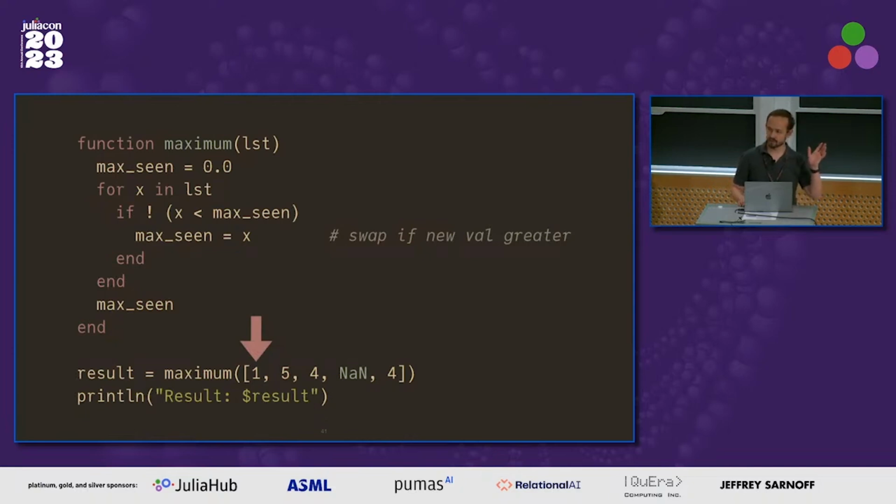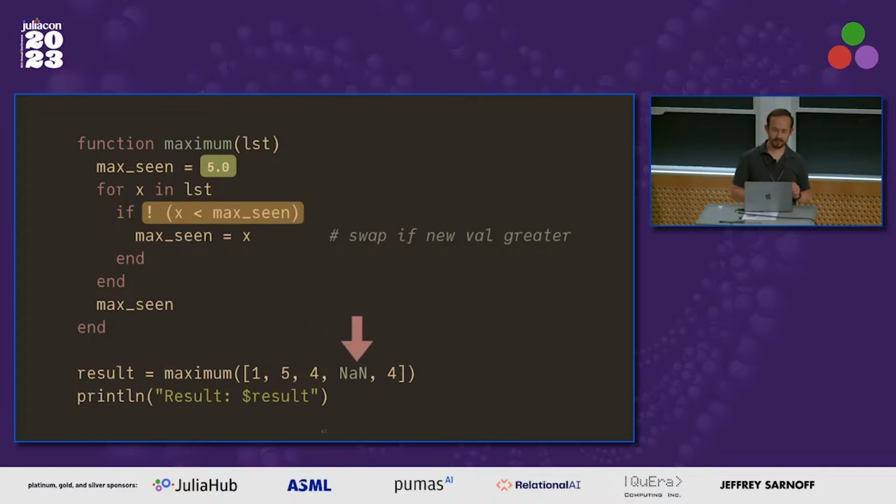With those clues from FloatTracker in mind, let's step through this carefully. So 1 is going to be our first max seen value. And then we move on to 5. We compare with the max seen, and 5 is not less than 1. So we swap. And 5 is now our max seen. Next, we move on to 4. 4 is less than 5, so we don't swap.